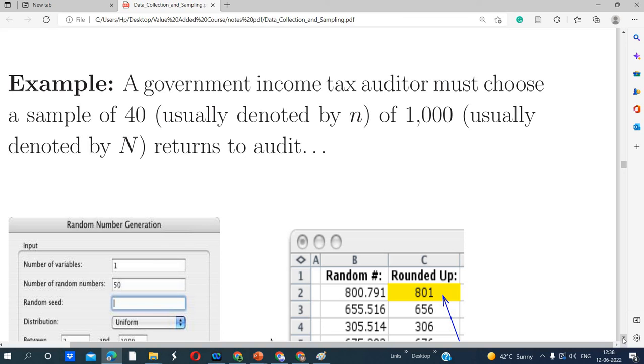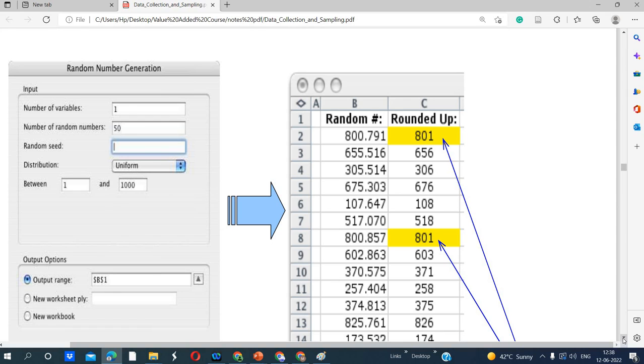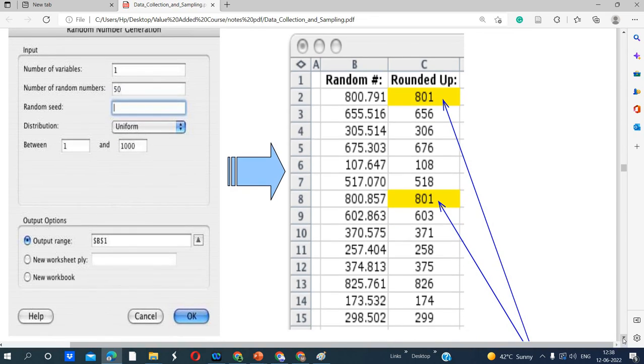A government income tax auditor must choose a sample of 40 of 1000 returns to audit. Okay, like here in the figure you can see. Okay, so randomly the one has been selected. Okay, so the rounded up value. So you can see in the next figure.